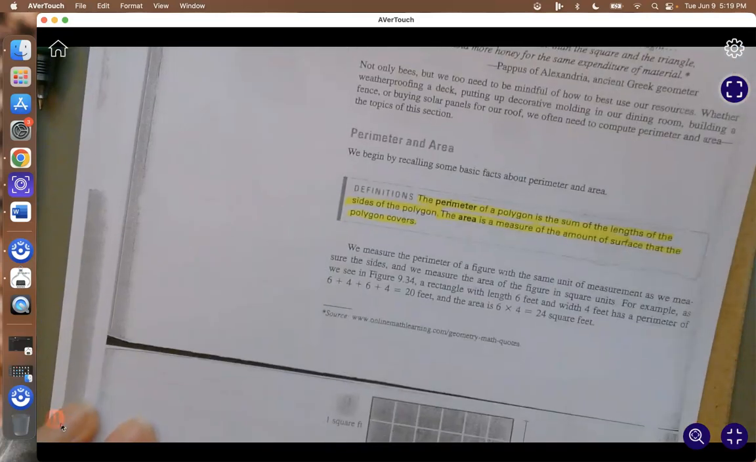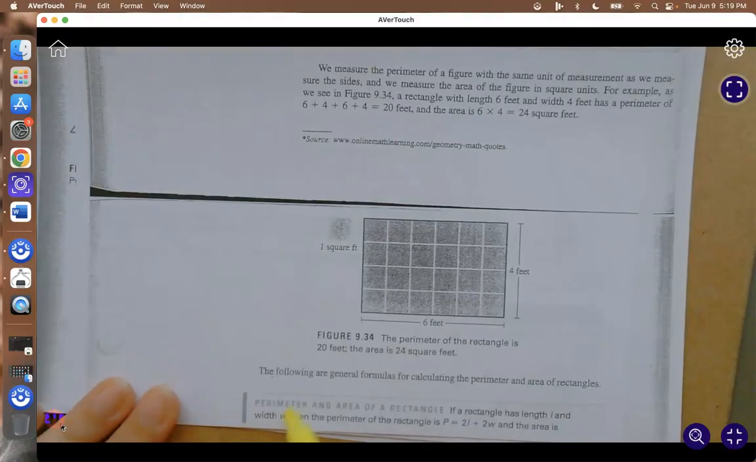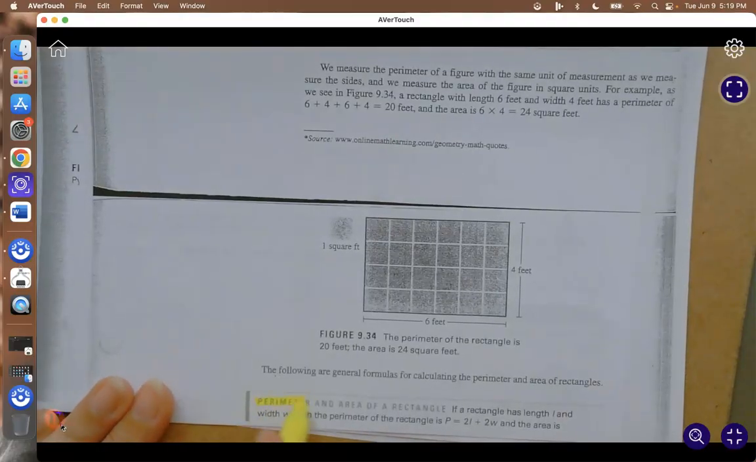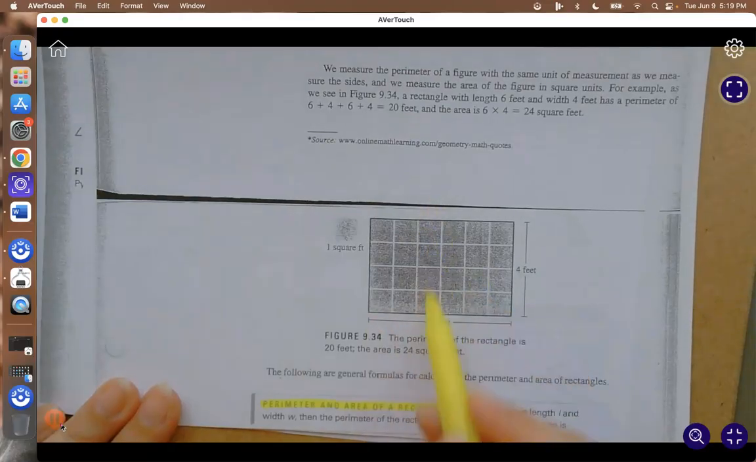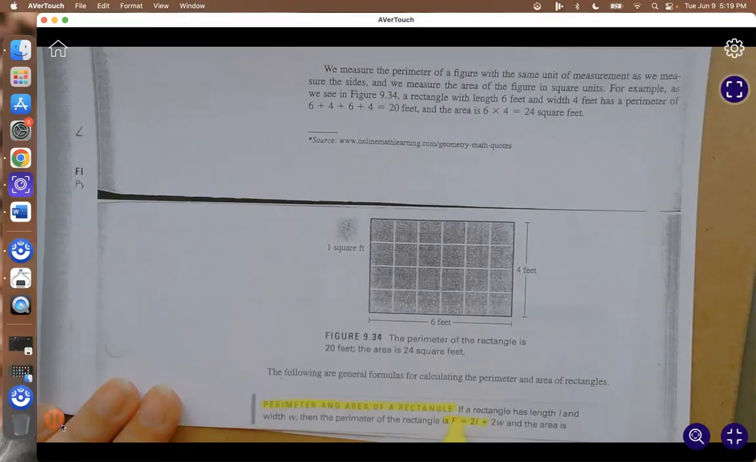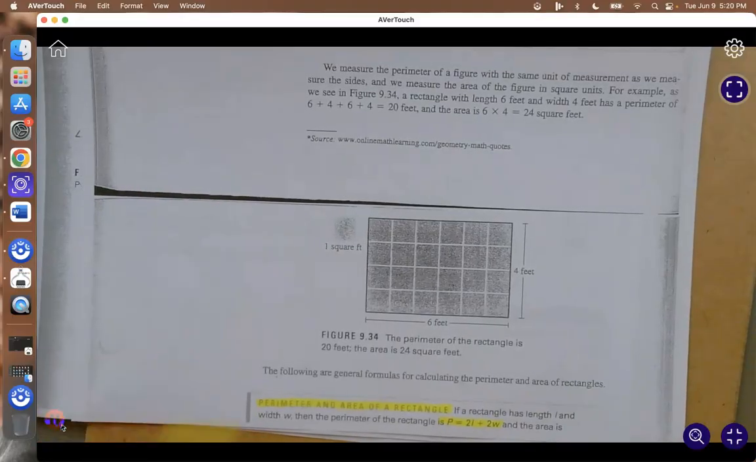So perimeter, I'm iffy on ever giving perimeter of a rectangle this way, because I just usually say add these up, just add them all up. But the technical perimeter is 2L plus 2W, 2 times the length plus 2 times the width.